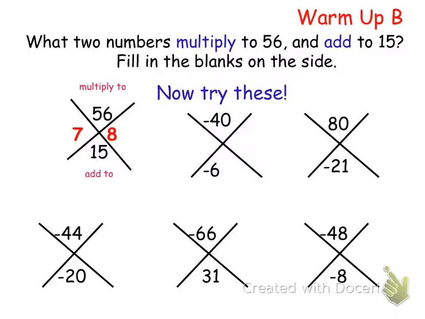Okay, now let's check our work. Let's go, Spencer. Positive 10, negative 4, negative 10, positive 4. Because when the number is negative, the bigger number needs to be negative. The next one, 80 and -21. Let's go, Chris.